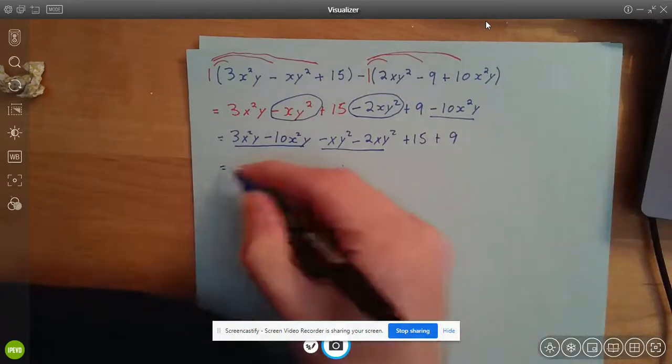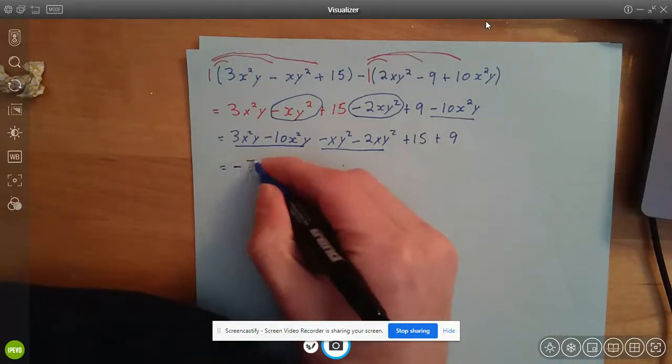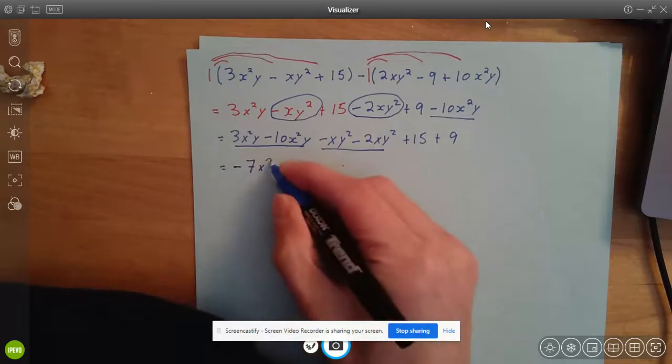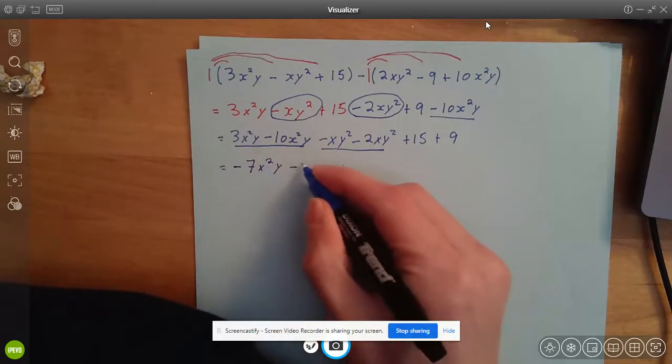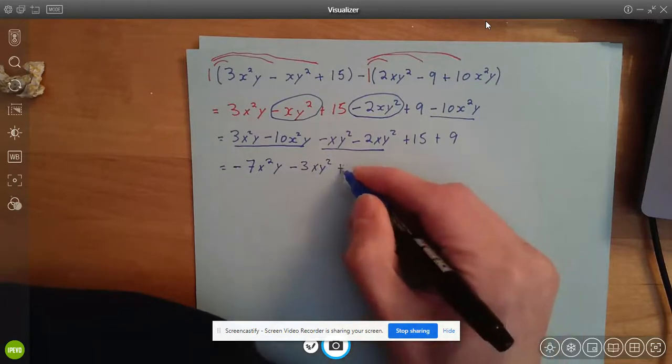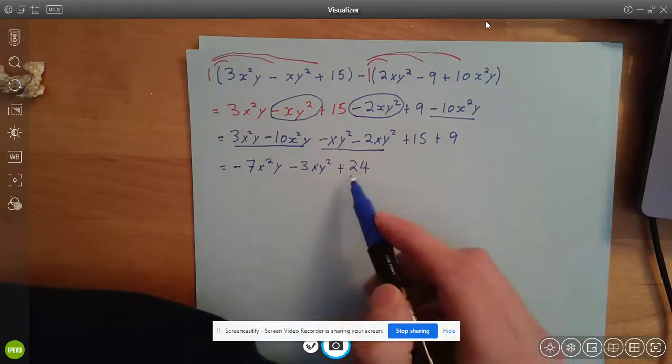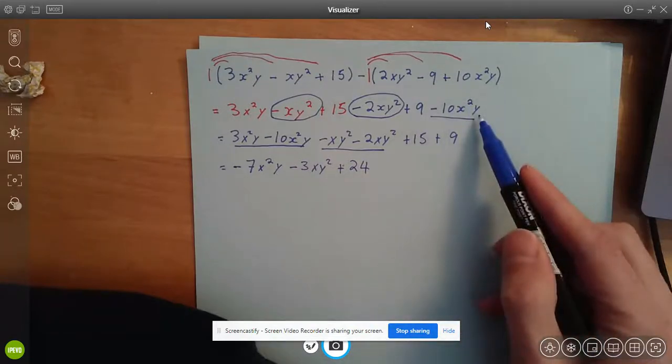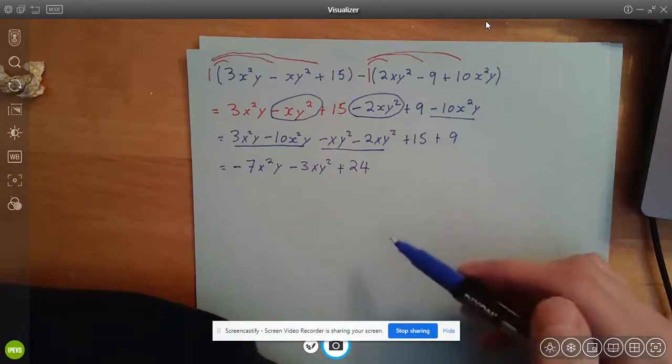So when I group these together, how many x squared y's do I have? Well, I've got negative 7, 3 minus 10. I've got negative 3xy squared, minus 1, minus 2, and then plus 24. So my final answer is, first step, get rid of the brackets. Then I'm going to group and combine the like terms.